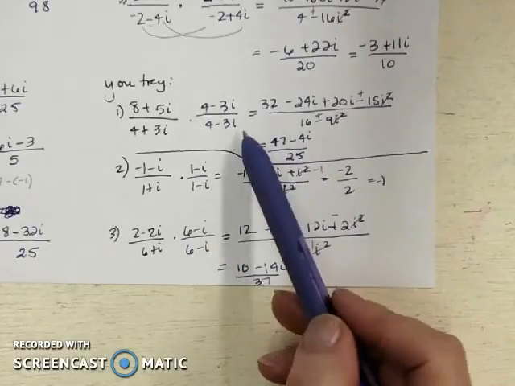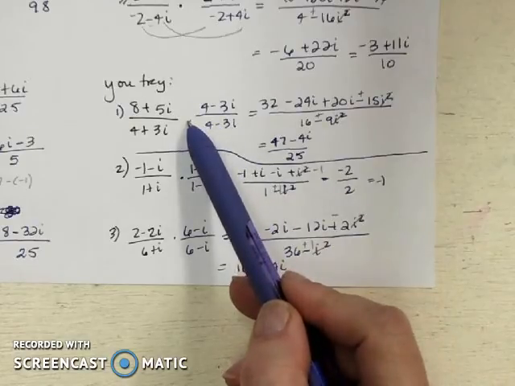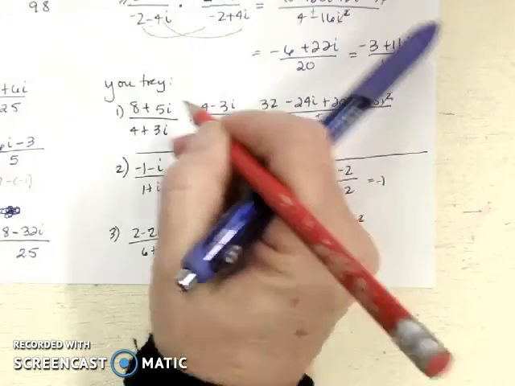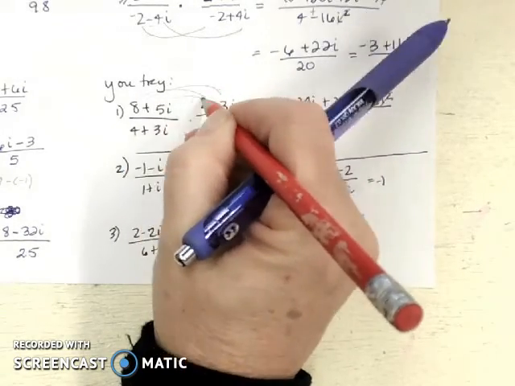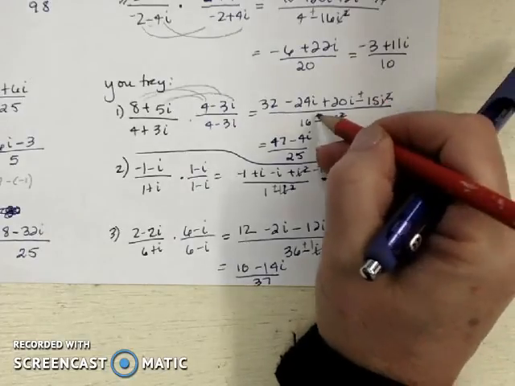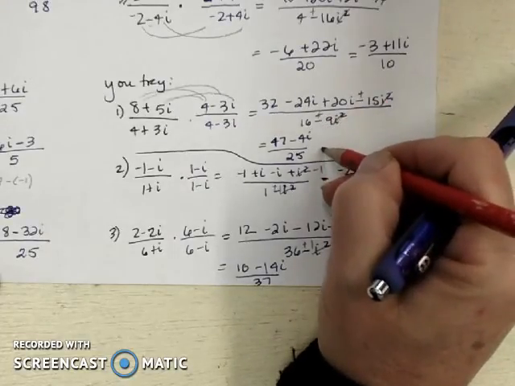Okay, so check them. You can pause the video so that you can look at my work. I did my conjugate, 4 minus 3i, did my distributive property twice, the i squared changed that sign, the i squared changed that sign, and this is what I got.